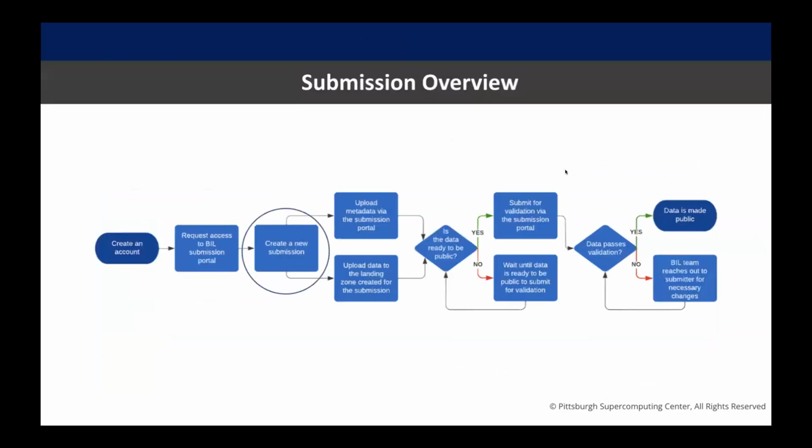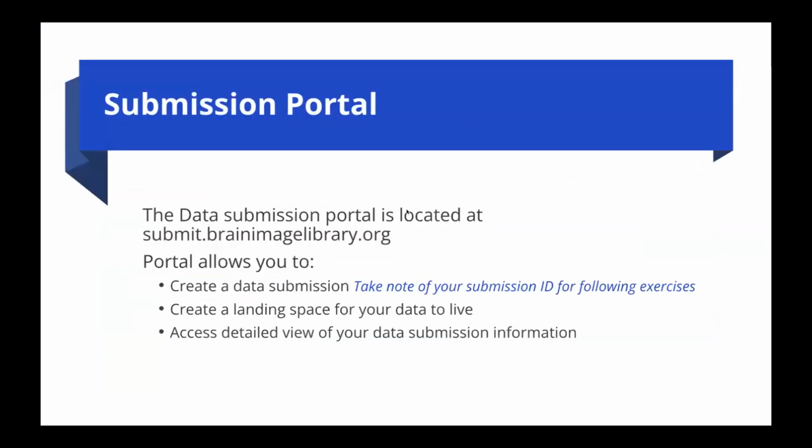Once you've created an account and you have access to BIL and you're able to log in, if you're submitting data, obviously the first thing you'll want to do is create a new submission. The submission portal is located at submit.brainimagelibrary.org. It's the portal that allows you to create a submission. It grants a landing space on our hardware where you can point an upload to and deposit your data. And it gives a detailed view of the data that you submit.